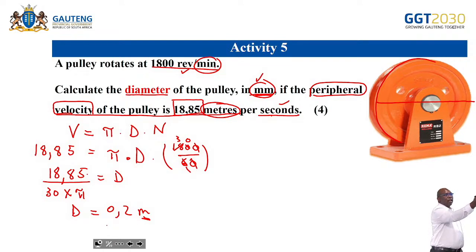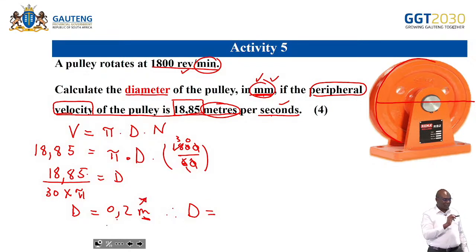So what is requested there? It's millimeters. So therefore, if I stop there, I'll only get 3 marks. But then I need to answer the question. So the question says the diameter must be in millimeters. How do I change meters to millimeters?